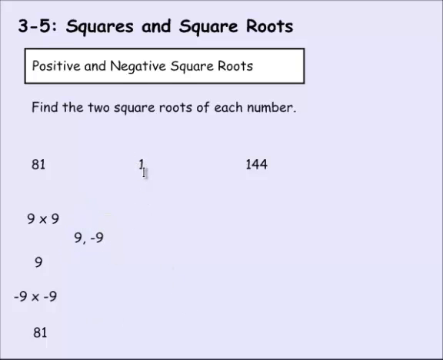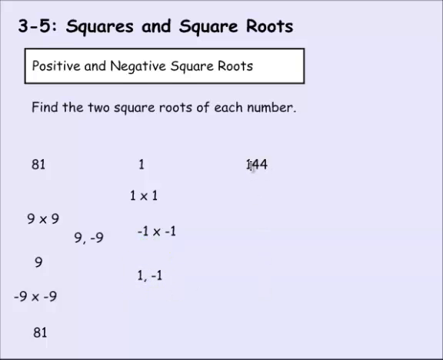Now for the number 1, you have to think a little bit, because 1 times 1 is 1. So 1 would be a square root of 1. And then negative 1 times negative 1 would also equal 1, because the two negatives make a positive. So here you'd have 1 and negative 1.